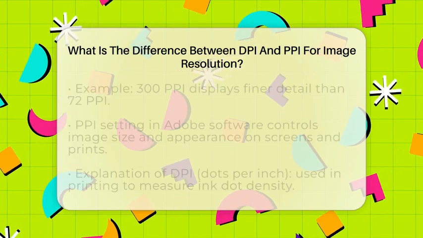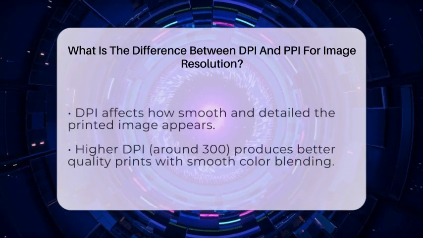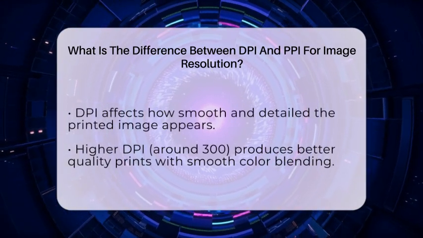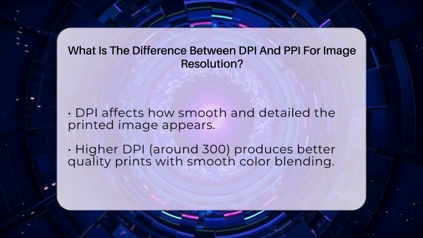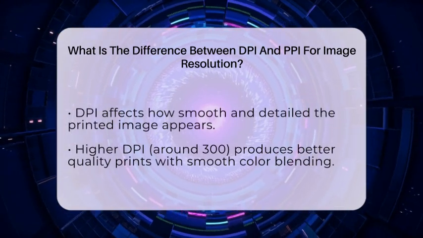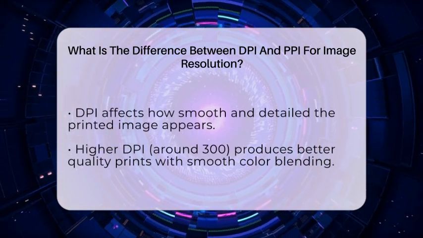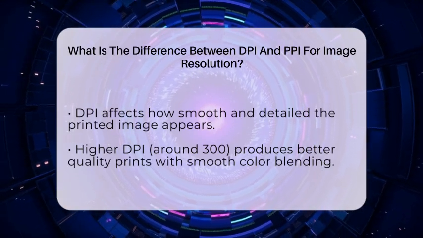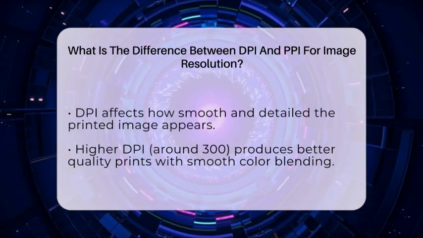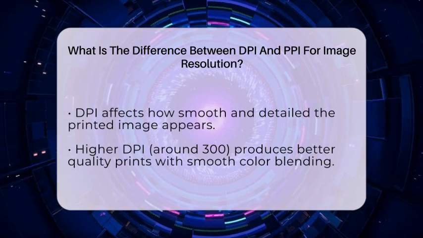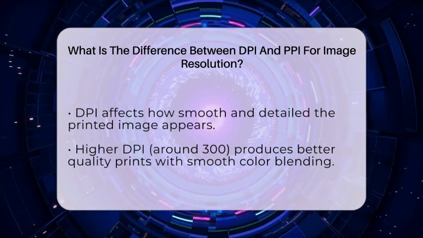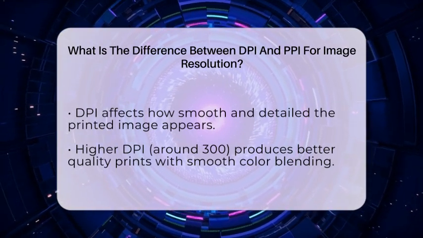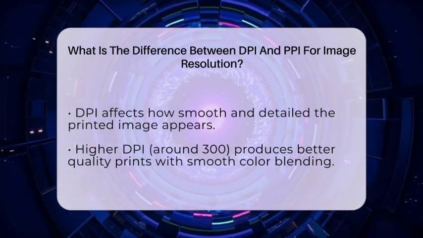When a printer reproduces an image, it doesn't print pixels but dots of ink. The DPI setting tells the printer how many of these dots it will place in each inch. The more dots per inch, the smoother and more detailed the printed image appears. High-quality photo prints usually use around 300 DPI or more to ensure the colors blend smoothly and the details are sharp. Remember, DPI doesn't change the digital image itself. It only affects how the printer reproduces that image on paper.